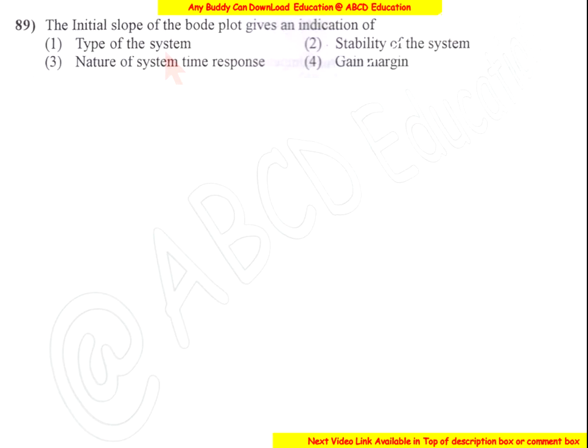Now come to question number 89. The initial slope of the Bode plot gives an indication of the type of the system, stability of the system, nature of the time response, and the gain margin. Okay, so the initial slope at frequency omega equals 0 gives the pole at the origin. Which indicates the initial slope of the system, which also indicates the type of the system. So the answer is correct.